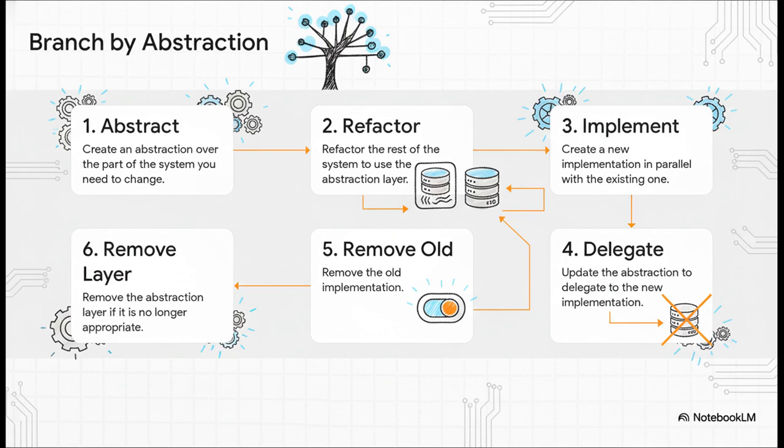Fourth, once the new one is ready, you just flip a switch in the abstraction layer so it starts sending requests to your new implementation. Fifth, once everything's working, you can safely remove the old one. And finally, you might even be able to remove the abstraction layer itself. This whole process lets you perform major surgery on your app while it's still running, and your users will never even know it happened.